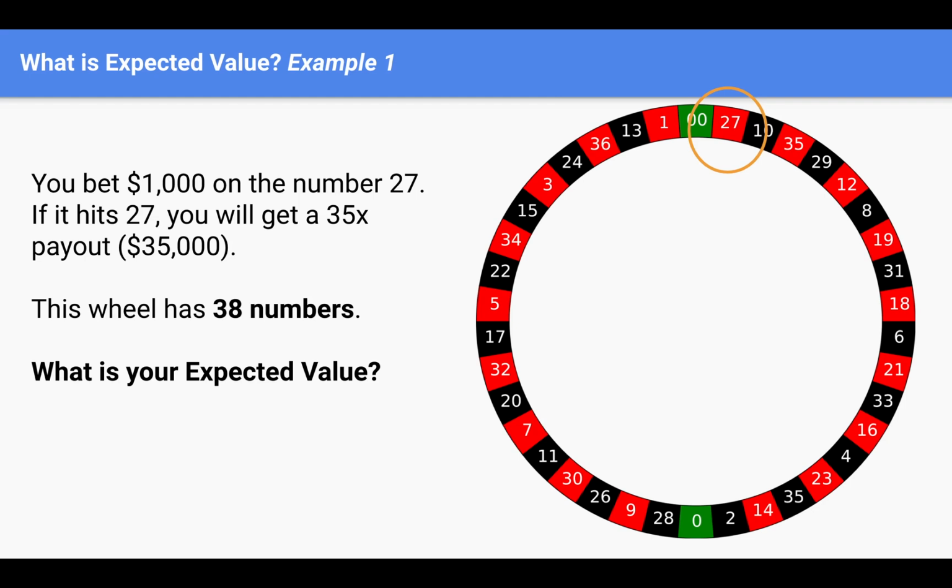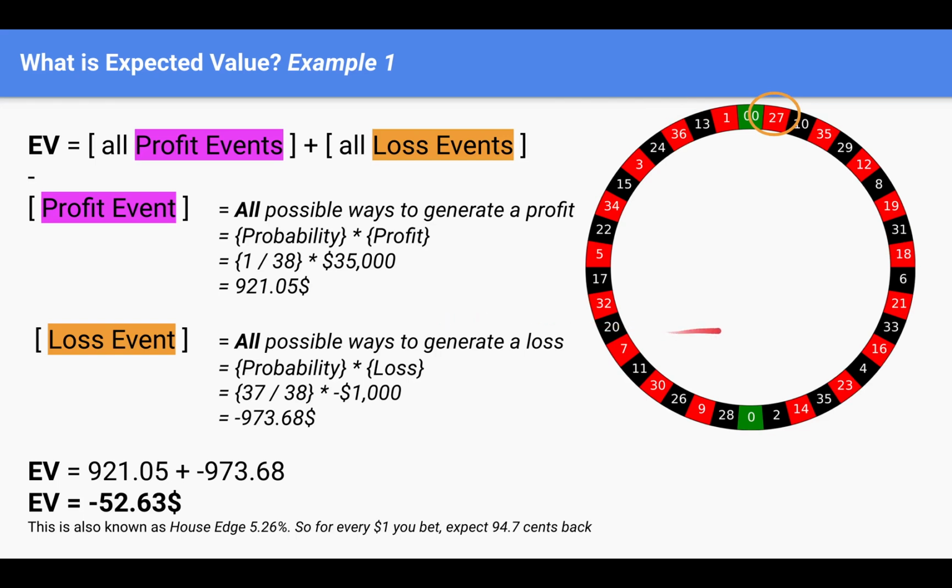So let me go to the next slide just to show you how I would calculate this, because there's numerous ways of calculating this one. The key points are that you need to see that there's 38 possibilities, and you also need to know your payout. But then expected value is basically all the profit events and all the loss events, right? So you win once, so that's your profit event, but you lose 37 times, which is then your loss event. So what you then need to do is multiply everything and then add everything up at the very end.